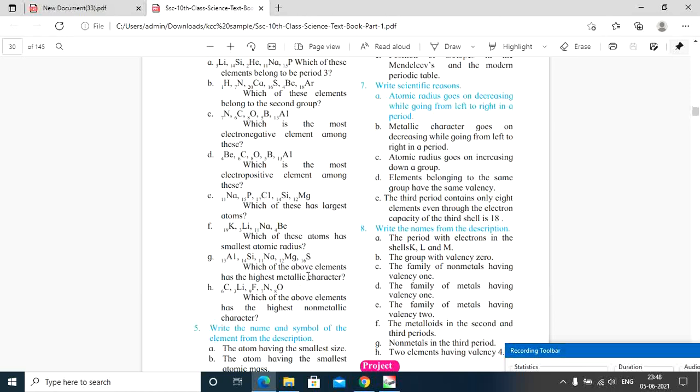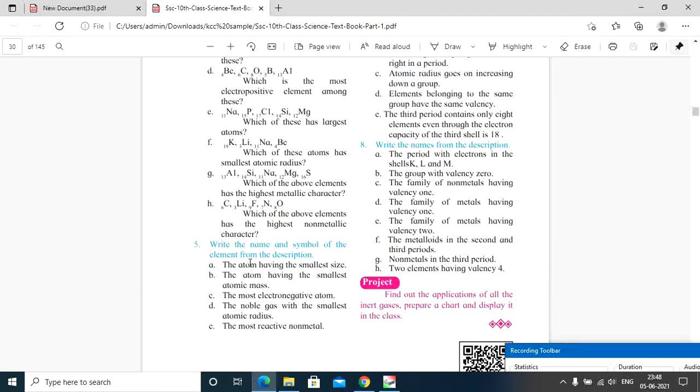Aluminium, silicon. Which of the above elements have the highest metallic character? So which of these has the highest metallic character? Definitely sodium, because this is on the extreme left hand side, right? So as we told, left hand side has metals. Which of the above elements has the highest non-metallic character? So highest non-metallic will be fluorine, because it is towards right. After oxygen also fluorine comes, right? So this will have the highest non-metallic character. Okay.